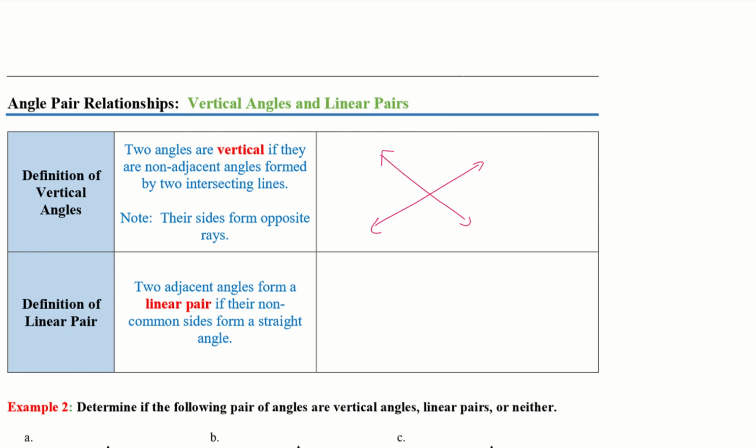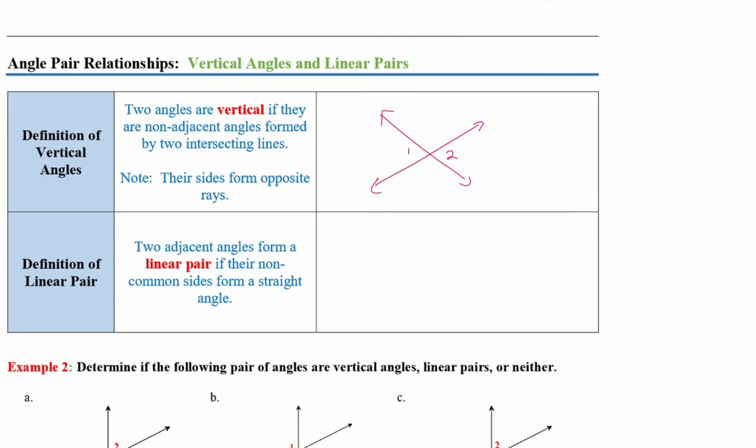So we have this picture, and we'll have these two angles. These are vertical angles. They're right across from one another. They aren't adjacent angles, so they don't have any common rays between the two of them, so therefore they are vertical.